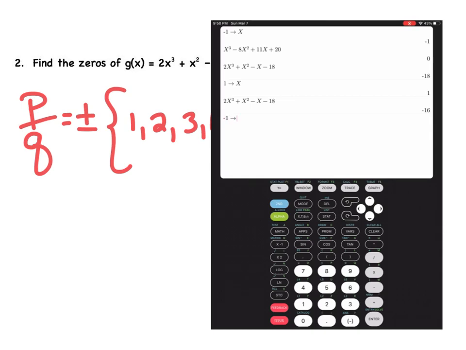That means when I plug in positive 1, I got -16, so it's not a 0. Now I'm going to store -1. Go up, copy my function again, hit enter. I get negative 18, so negative 1 is not a 0. So I'm going to try 2.